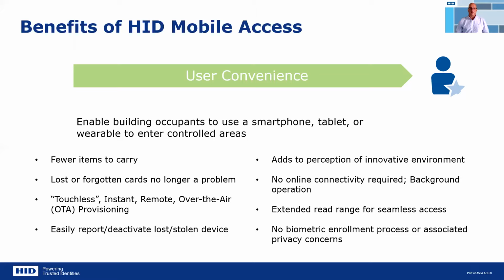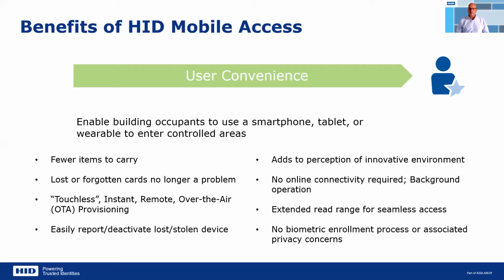There's over-the-air provisioning that provides a lot of benefit to the speed, simplicity, and also distancing, in how you are getting the credentials. You can also easily report or deactivate a lost or stolen device. Also, even though I mentioned that provisioning goes over the air, for the user experience of door opening, no online connectivity is required. And the mobile access works in the background, so there's no need to unlock the phone unless your corporate security says otherwise.